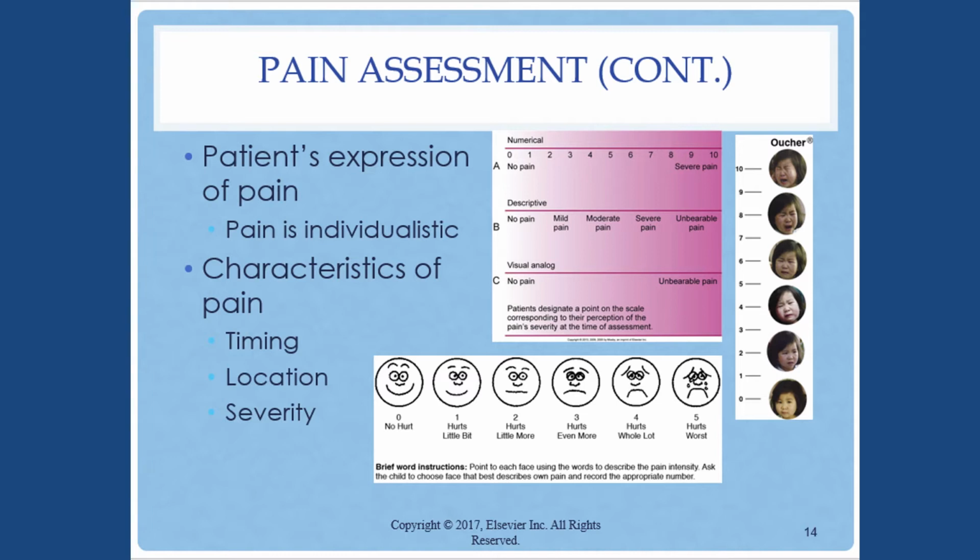So these are just some scales here that we can use with our patients to help us to understand what is their level of pain. Again, this is in your book. You can see these in your text. And these are just characteristics of pain here: the timing, location, severity.